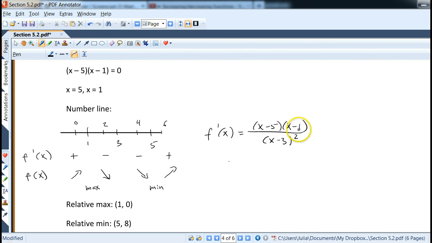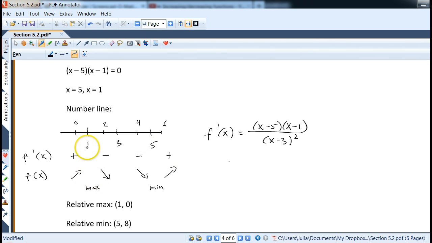So if you plug in 0, that's -5 times -1, that becomes positive on the top, positive on the bottom, so we'll get plus. 2, on the other hand, will have -5, which is negative, but minus 1 is positive, so on the top you'll get negative, so the whole thing is negative. And 4, same idea, you'll get negative, but 6, everything is positive, so we'll get a plus.